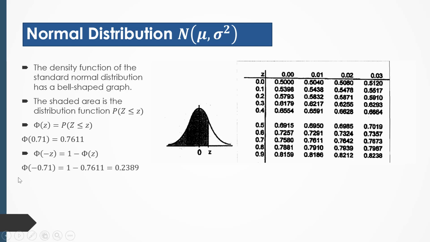So suppose the question asks you to find capital Phi of negative 0.71. You basically follow the rule. So 1 subtract Phi of z, that means 1 subtract 0.7611, and you got 0.2389. So that's how you find the probability corresponding to a negative z value. That's how you compute the probability of the standard normal distribution.